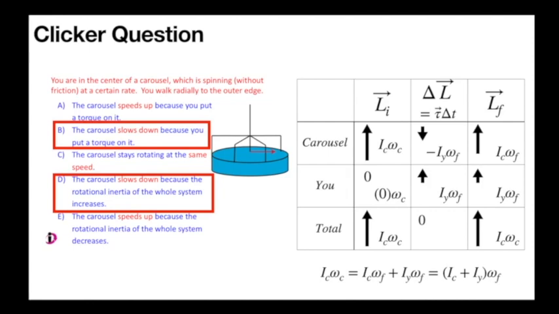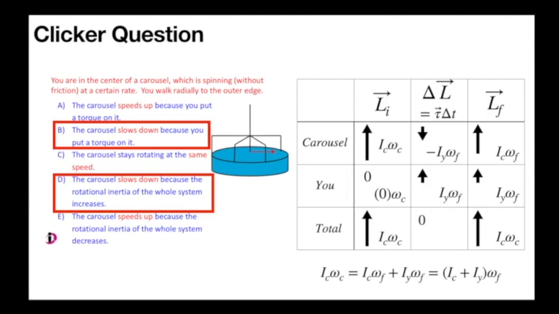In this bottom row, this is just setting our initial angular momentum equal to our final angular momentum. And so if you just pull out the omega final, you can clearly see this comparison of IC times omega c equals IC plus IY times omega final. So the reason omega final is smaller is because I went from IC to IC plus IY. So that's the option D explanation.